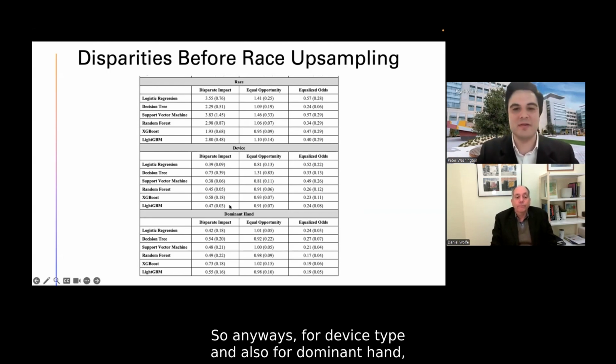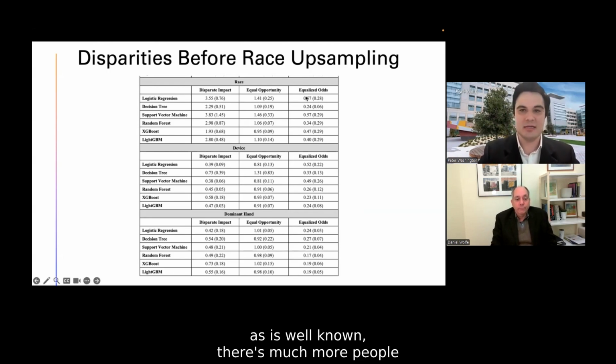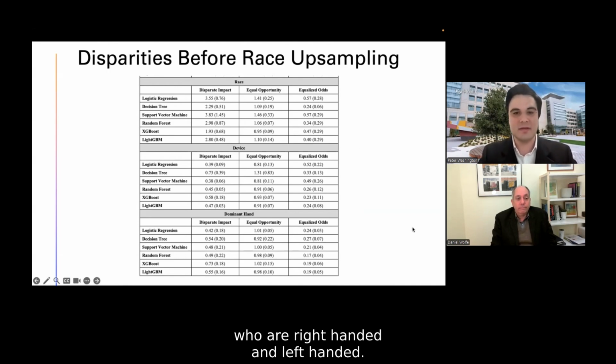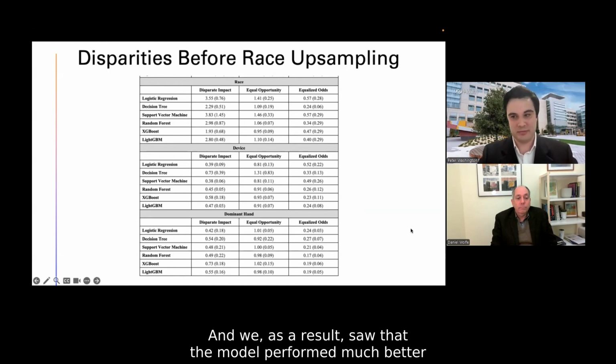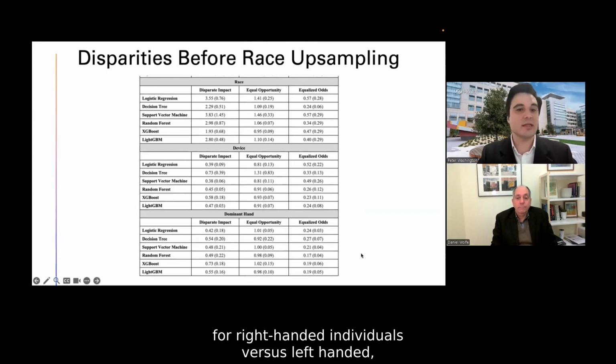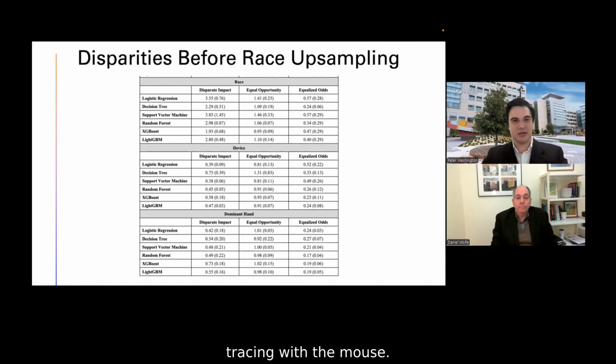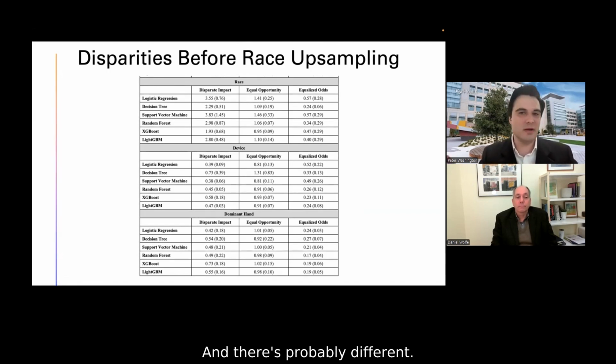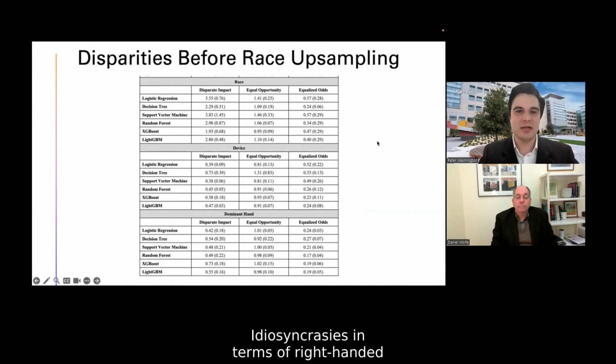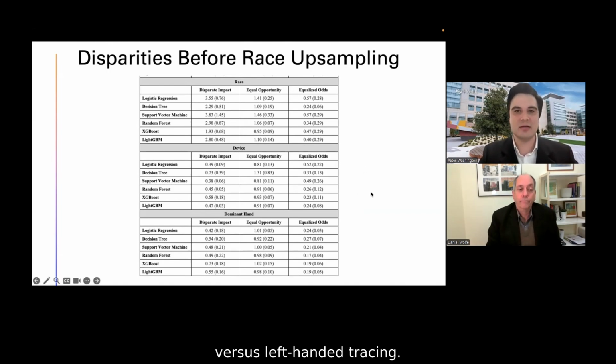So anyways, for device type, and also for dominant hand, as is well known, there's many more people who are right-handed than left-handed. And we, as a result, saw that the model performed much better for right-handed individuals versus left-handed, which sort of makes sense because a lot of the tasks involved tracing with the mouse, and there's probably different idiosyncrasies in terms of right-handed versus left-handed tracing.